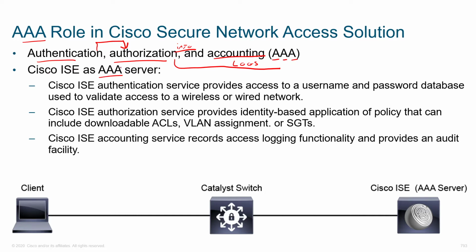AAA server could be Active Directory, could be FreeRADIUS. It could be, if you want to get the most out of your Cisco equipment, the Identity Services Engine. So the Cisco ISE Authentication Service provides access to a username and password database, and that actually lives in ISE. Alternatively, you could put ISE in between the device and AD. So for example, here you've got the client authenticates to the switch. Let's say the switch sends the credentials to ISE. ISE can talk to multiple AAA servers on the back end, or you could use its internal local user database.